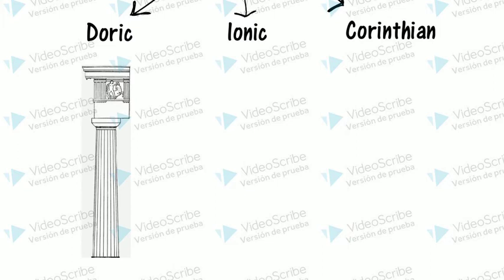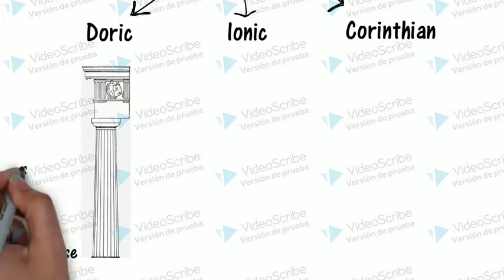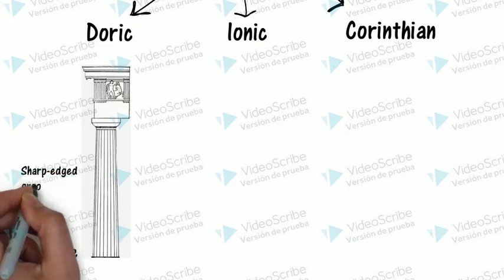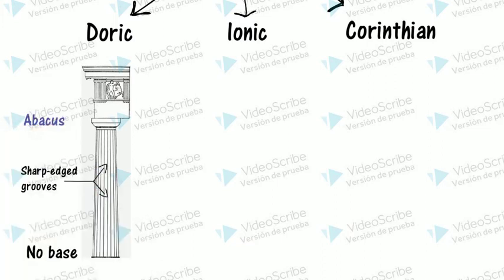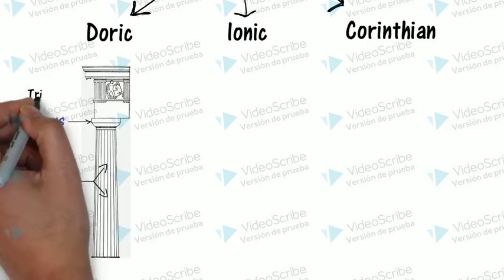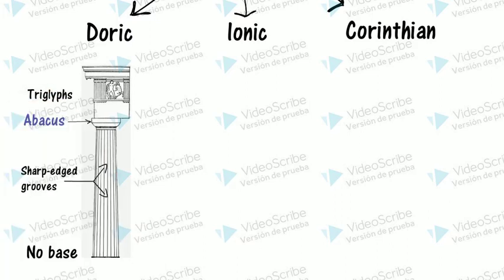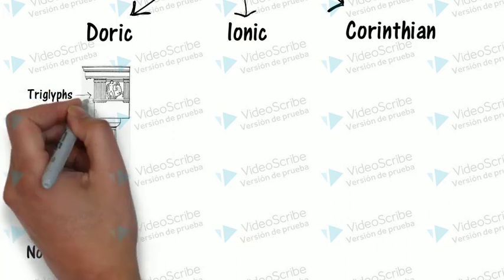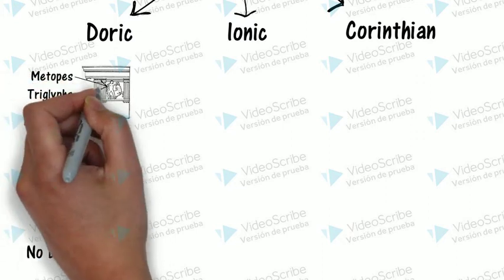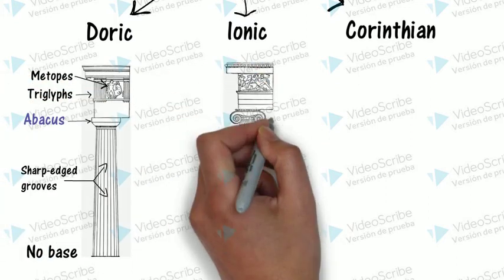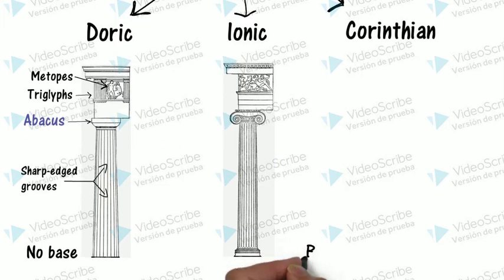The Doric was the oldest. The column has no base and parallel sharp-edged grooves on the shaft. In the capital, a square abacus directly supports the architrave that has no decoration. The frieze presents triglyphs and metopes, which were decorated with reliefs.